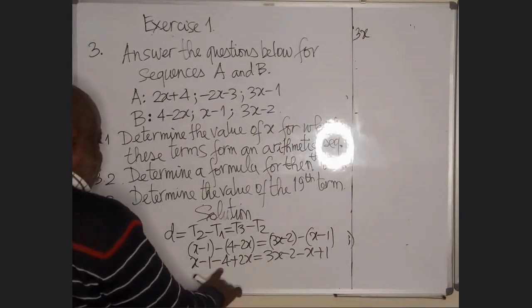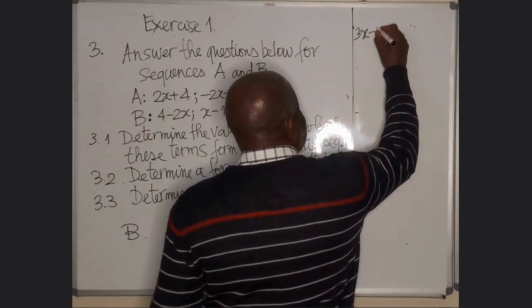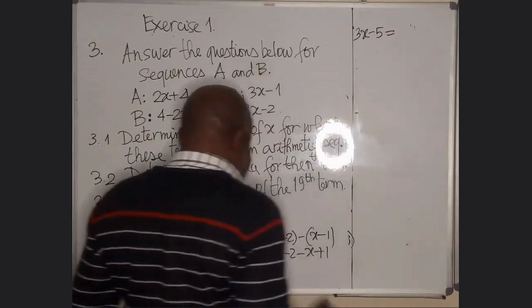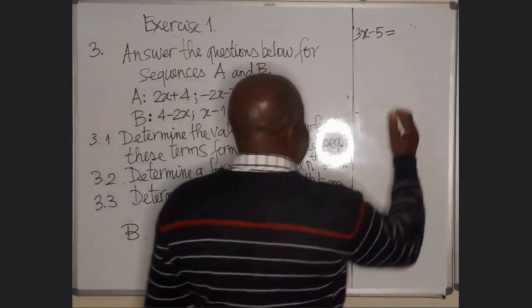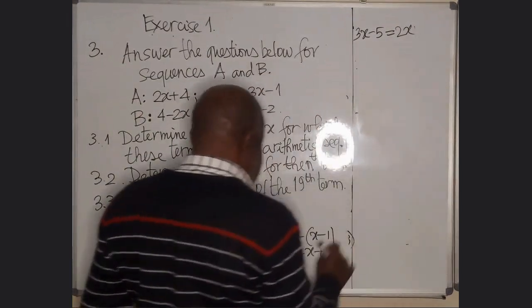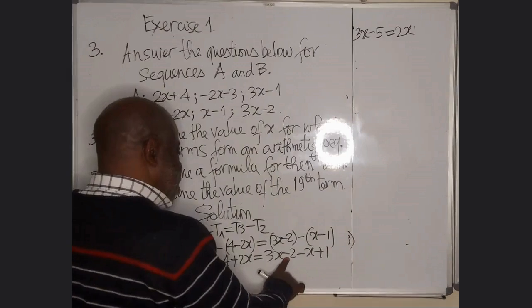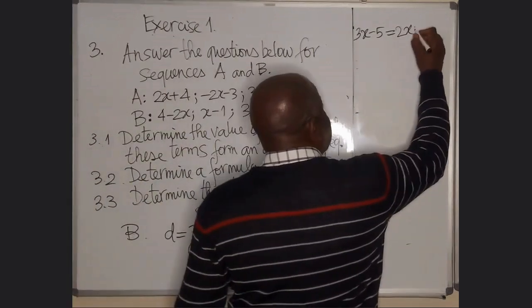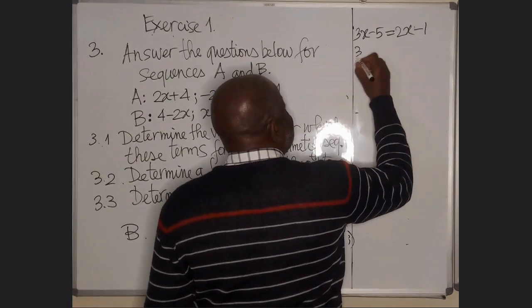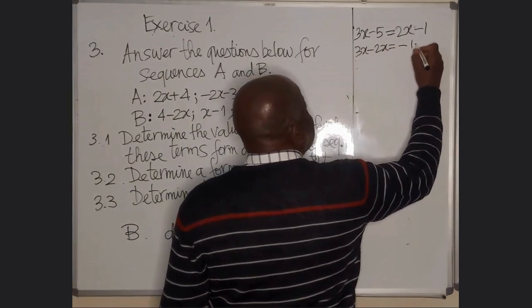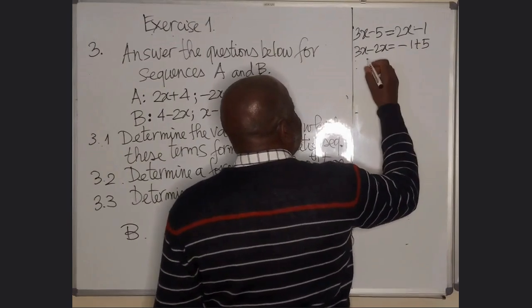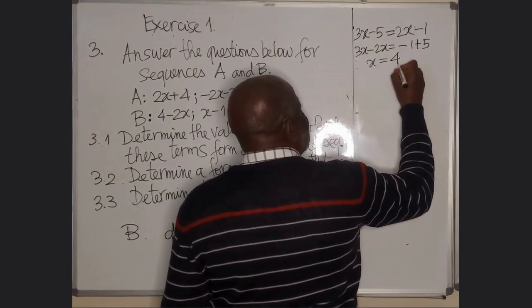So down here, we're going to get 3x minus 5. It will be equal to 2x minus 1. 2x minus 1. We're solving for x, it will be 3x minus 2x is going to be equal to minus 1 plus 5, and x will be equal to 4.